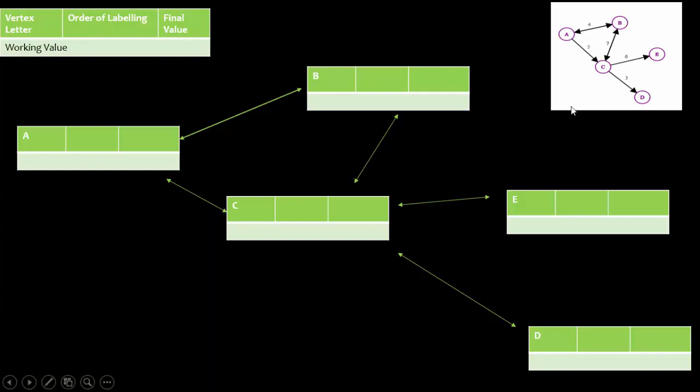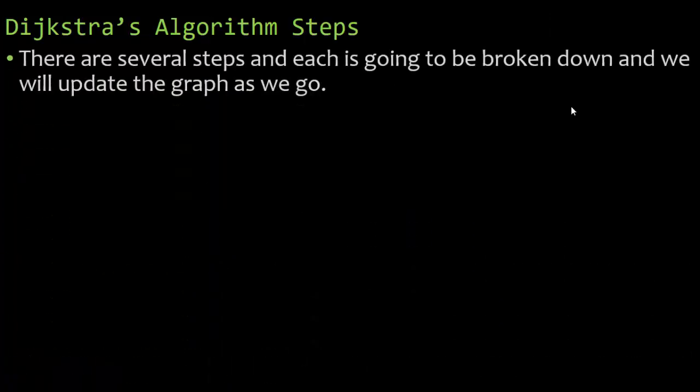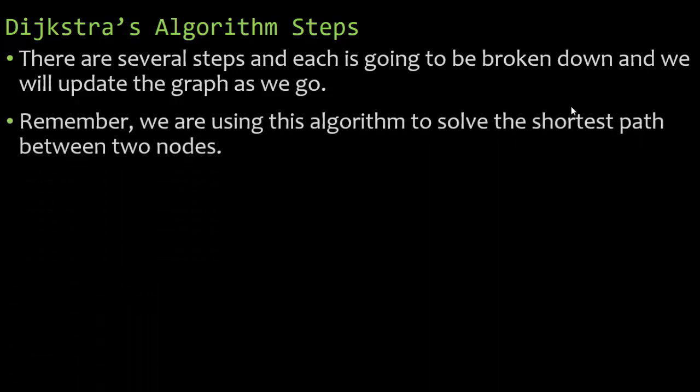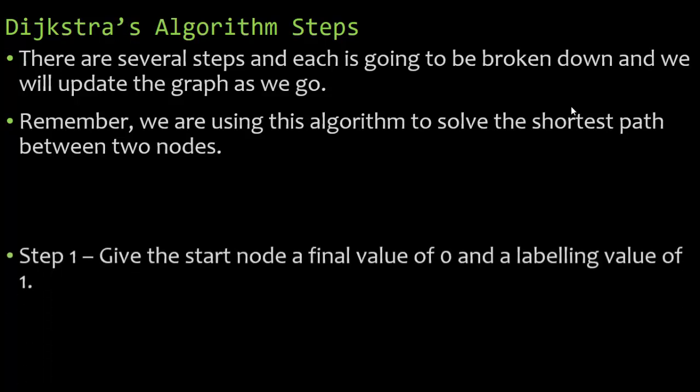Now that it matches our graph, I can take a look at the steps. Each step is going to be broken down, and we're going to update the graph as we go to make this as simple and as easy as possible to understand. Remember, we're using Dijkstra's algorithm to solve the shortest path between two nodes.